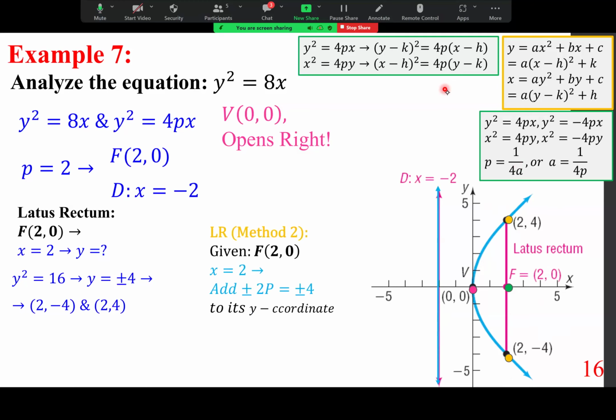Here's the second method again to find the LR, short for lattice rectum. We know the focus is at (2, 0), and we know the x coordinate is 2. And as far as the y coordinates, you go back to the focus, and you do plus or minus 2 times the p, which is 2, so 2 times 2 is 4. So plus 4 and minus 4, and that's exactly what we get here. I keep mentioning both ways because you have to figure out what's easiest for you and come up with the answer. But now that you're exposed to it, it makes life nice and easy.